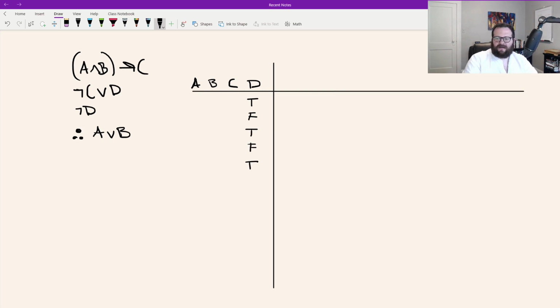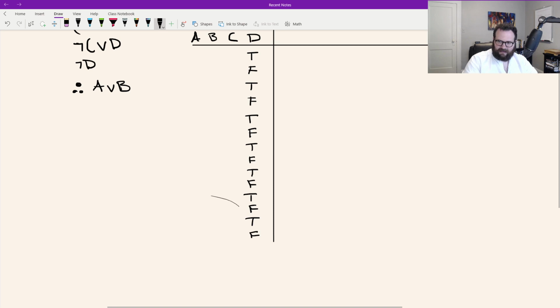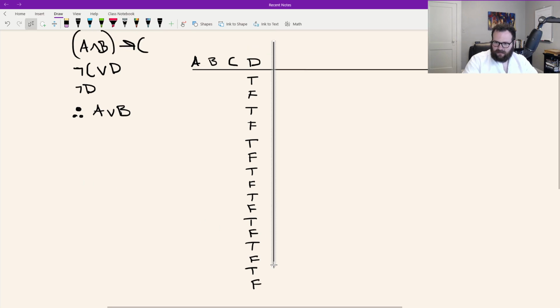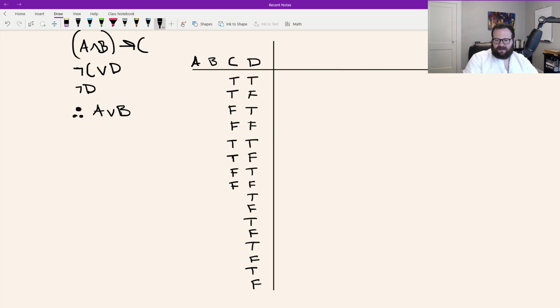That's four. And 11, 12, 13, 14. I'm going to need to extend this line, as you can see. 15 and 16. Let's make this line longer. Okay. Now I'm going to move one over to the left. So for C, I'm going to double the number of T's before I start doing F's. So that's going to be true, true, false, false, true, true, false, false, true, true, false, false, true, true, false, and false. Okay.